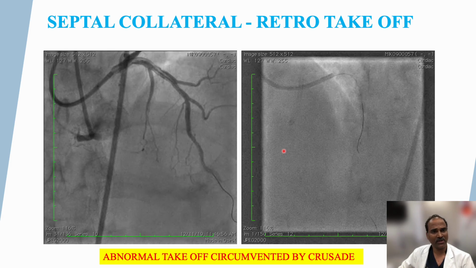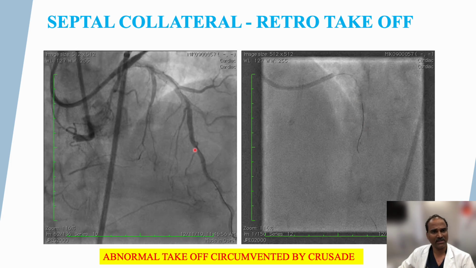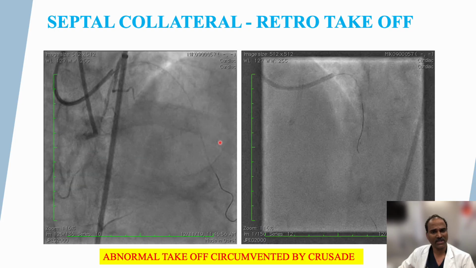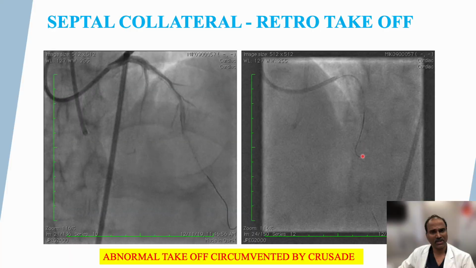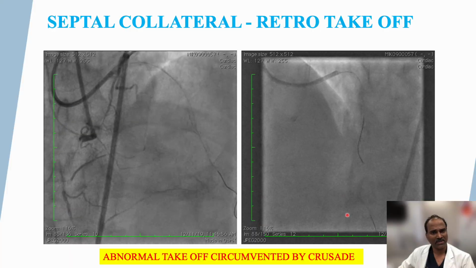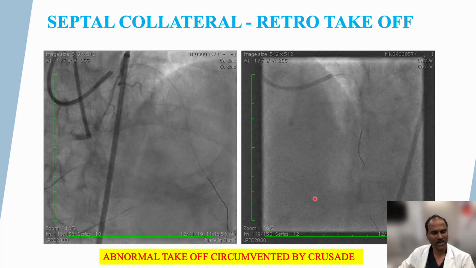And sometimes we can use a double lumen catheter. You can see the double lumen catheter here, as it's an abnormally originating septal. I used the double lumen catheter just to enter the septal, and subsequently we can switch to your microcatheter.